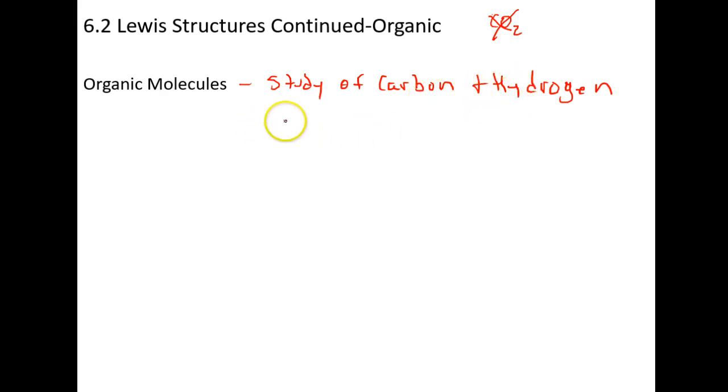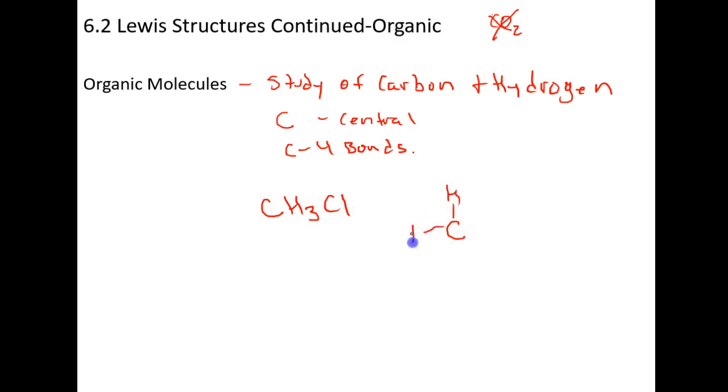All right. In this case, carbon is always your central atom. It doesn't matter what other atoms you have. And carbon always makes 4 bonds. All right. And they could be single, double, or triple bonds. Okay, so pretty much like if I have a formula CH3Cl, all right, carbon's my central, you have all the other atoms around it.